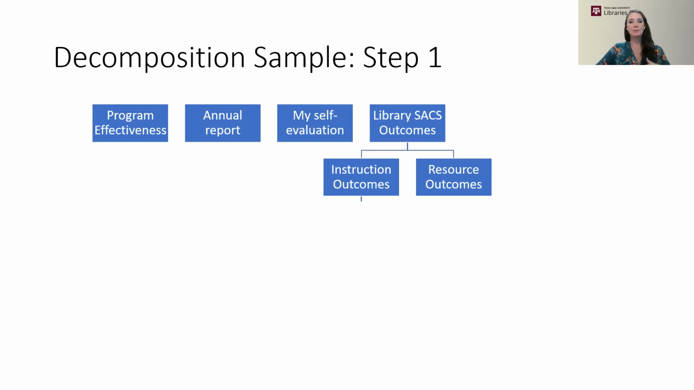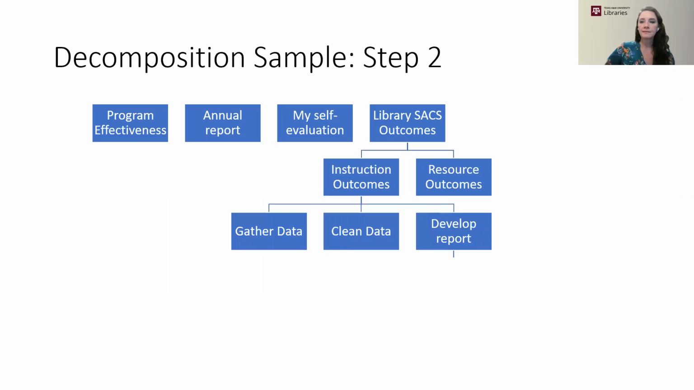So I chose to do a decomposition sample just on one of these. Each one of these you would break apart further, decomposing it into what work needs to be done. In this case, library SACS outcomes, I need to do both instruction and resource outcomes. I work in instruction, so I'm going to further break that one down. Instruction outcomes can't really be broken into more deliverables, because it's really just one deliverable, but the steps in that process are gathering data, cleaning the data, and developing the report. Again, each one of those would be broken down if they need to be.